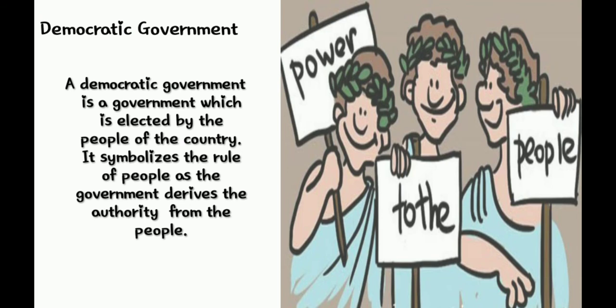Democratic government. A democratic government is a government which is elected by the people of the country. It symbolizes the rule of the people as the government derives its authority and legitimacy from the people. There are many forms of democratic government. However, there are certain basic features that are common to all democratic governments.